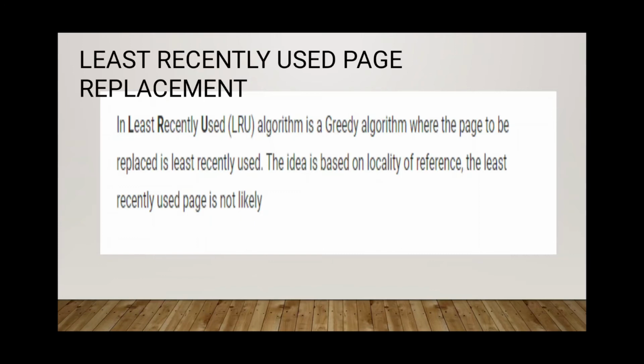The second algorithm is the least recently used page replacement. It is a greedy algorithm where the page to be replaced is the least recently used. The idea is based on locality of reference. To better understand this algorithm, let me show you a short demonstration. Still, we will use the same processes or pages.